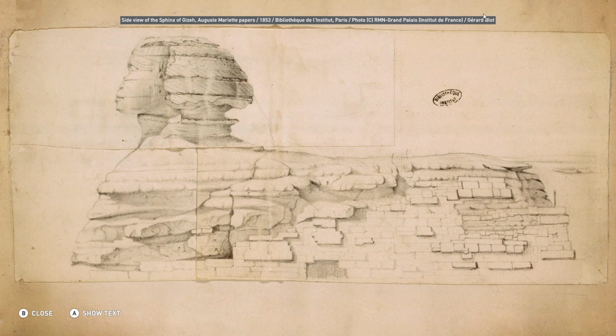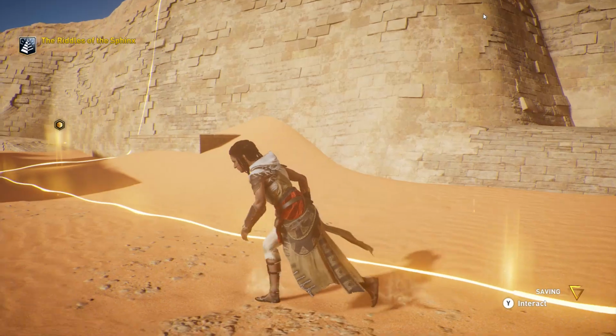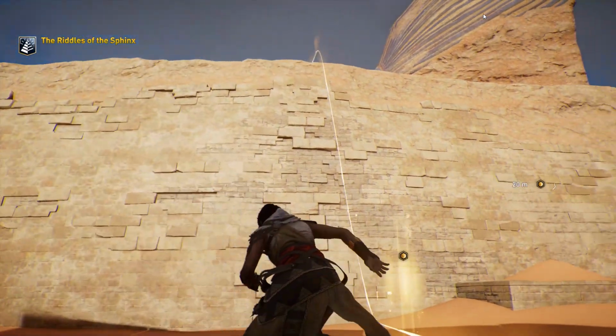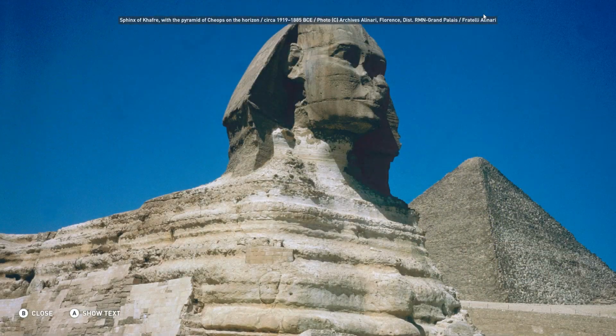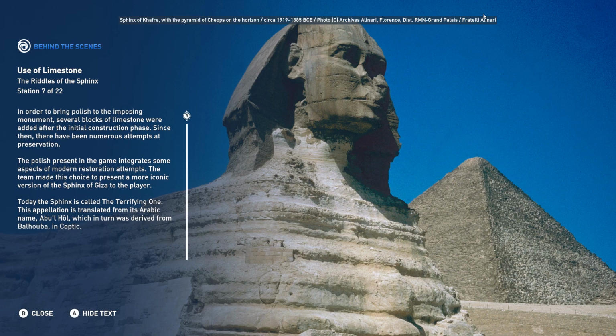Dating from the 4th dynasty, approximately 2600 to 2500 BCE, the Great Sphinx of Giza is the oldest and largest sphinx that we know of. Carved from a natural limestone outcrop, the Sphinx measures 19.8 meters in height, 73.2 meters in length, and in order to bring polish to the imposing monument, several blocks of limestone were added after the initial construction phase.